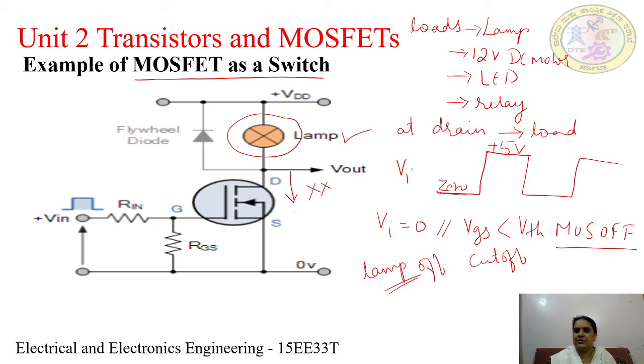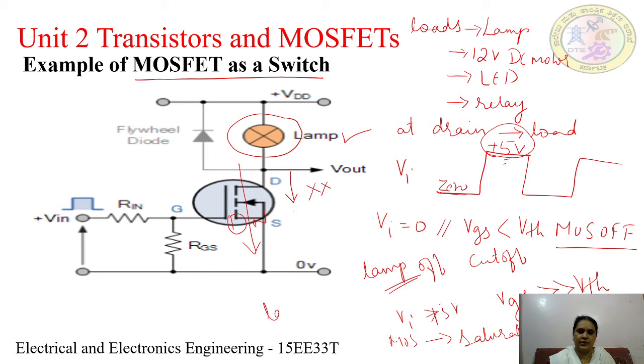For the next pulse, what is coming as the input? Plus 5 volts is coming at the input. So in this case, Vi is plus 5 volts. It means that VGS is much greater than VTH. So automatically the MOS is driven to the saturation region and it behaves like a closed switch. It means the MOS is on. We have the current flowing now inside the MOSFET. At that time, automatically the lamp will be on.